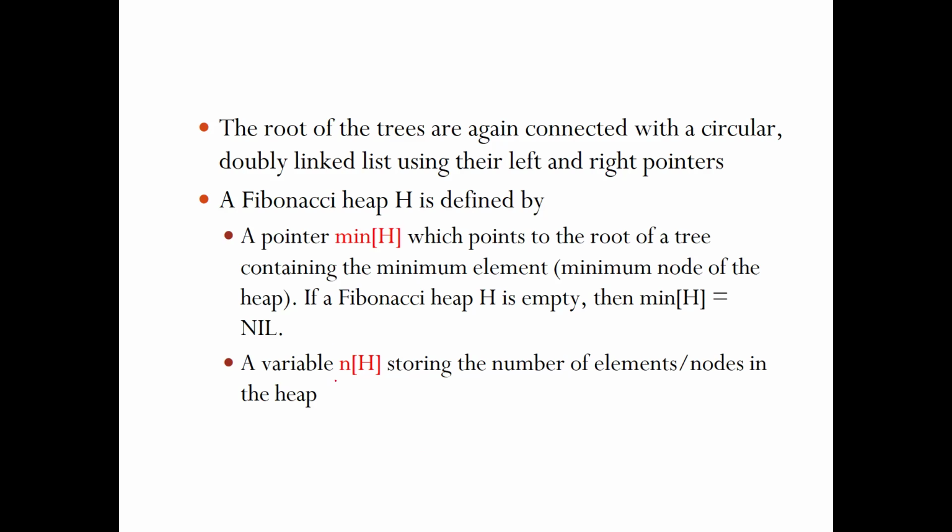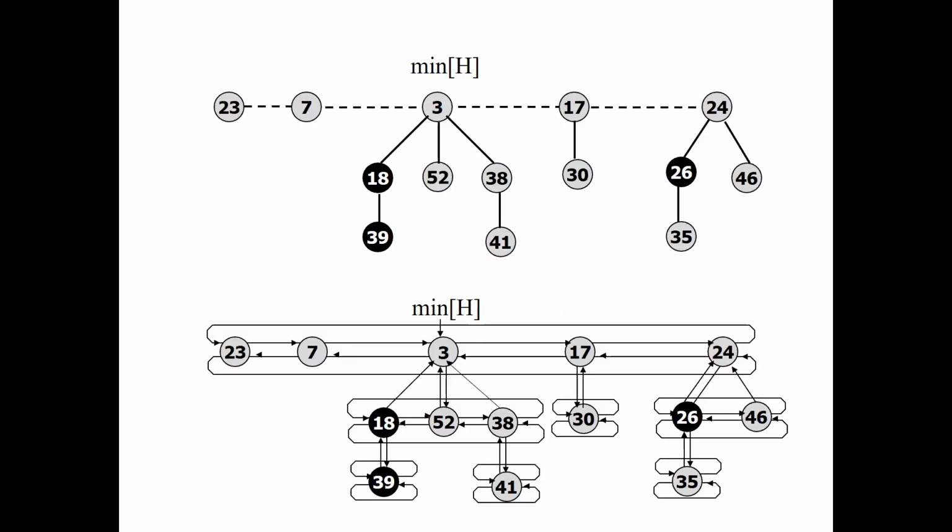Now you'll have a variable known as n. What is n of H? It is for keeping track of how many elements or nodes are there in the heap. The total number of nodes in the heap is kept track of by n of H. So whenever you add or delete a node, every time you have to increment or decrement the value of n of H, depending on adding or deleting. So that is one thing. This is a basic look of how a Fibonacci heap looks.